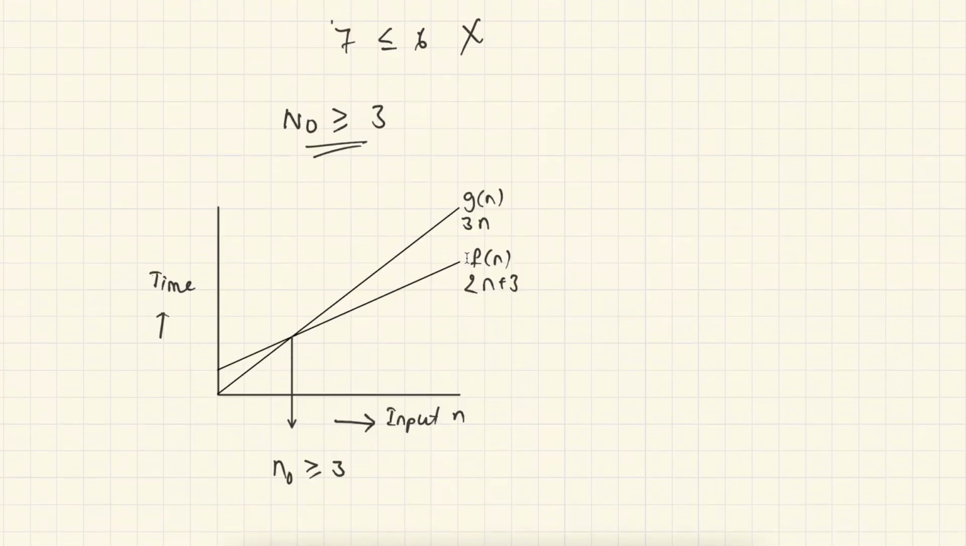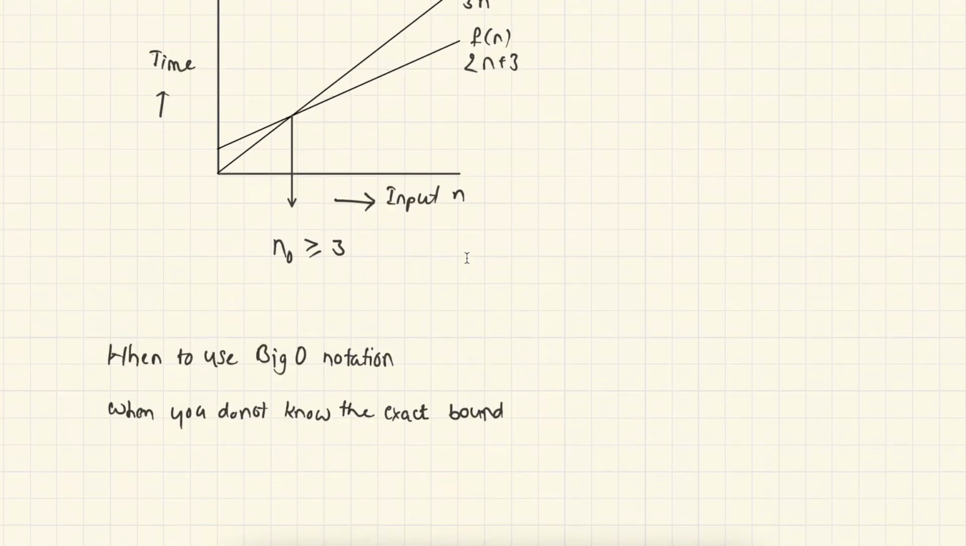So now let's talk about when to use big O notation. There are scenarios where it is very difficult to know the exact bound of the function. Because of the complexity or so many business logic, it's difficult to tell the exact bound of the algorithm or function. So in those cases, you can use big O notation, because big O notation covers all the cases, from the best case to the average case.